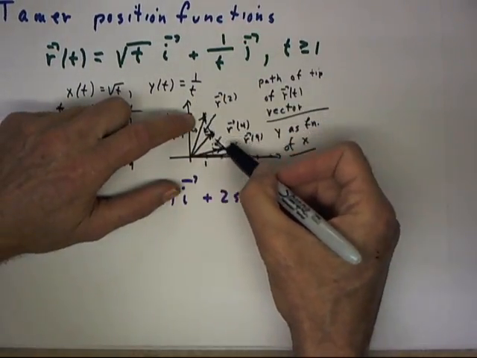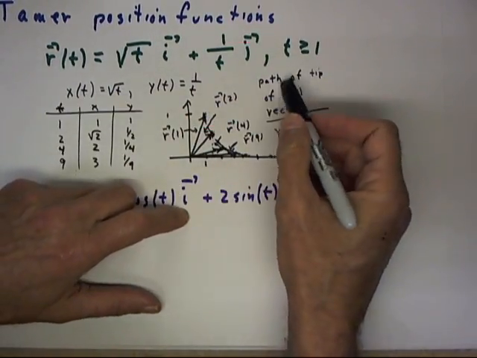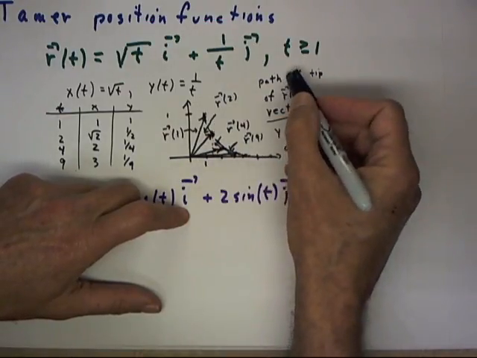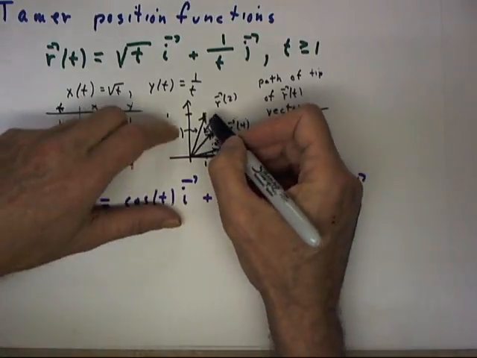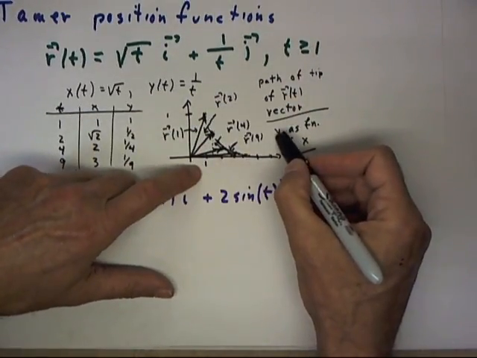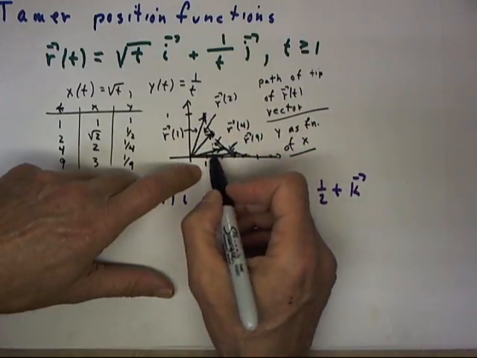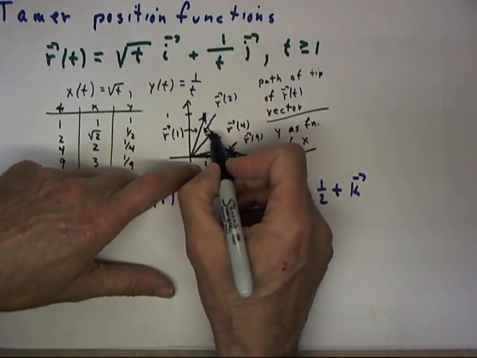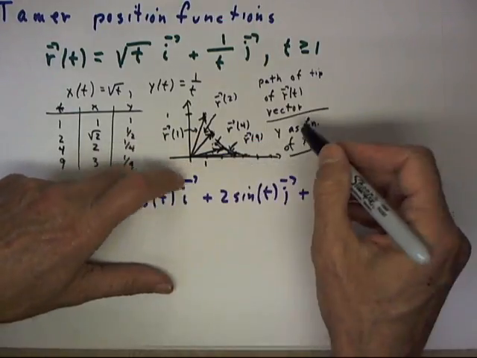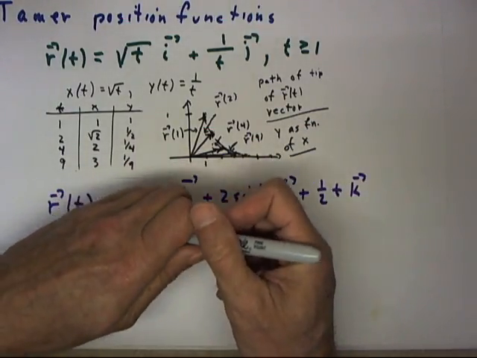So the dotted line that we've sketched here is the path of the tip of the r of t vector. At least it's a depiction of that path. This also gives us a curve in x and y, so that we see that along this curve, for every x there's exactly one y, so that y is indeed a function of x. Let's see what that function y of x would be now.